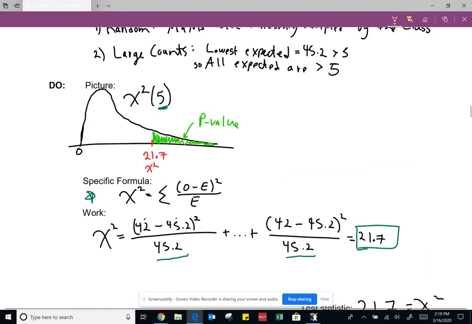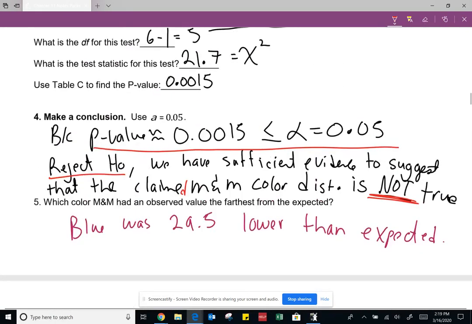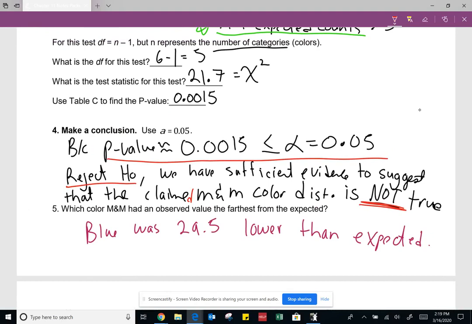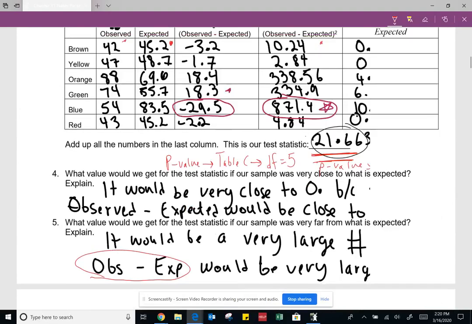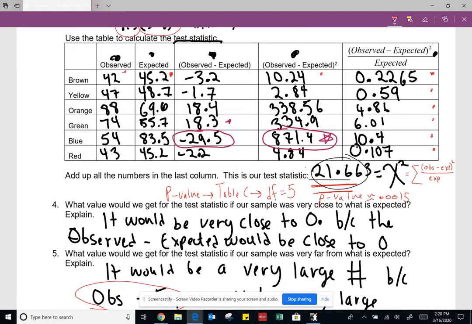But let's take a look at what we did at the bottom of the first page. Question 5: which M&M color had an observed value that was the farthest from the expected value? That was, we said, blue. And what we're really saying there is that blue, I'm just scrolling up to take a look, blue was the largest contributor of this chi-squared.